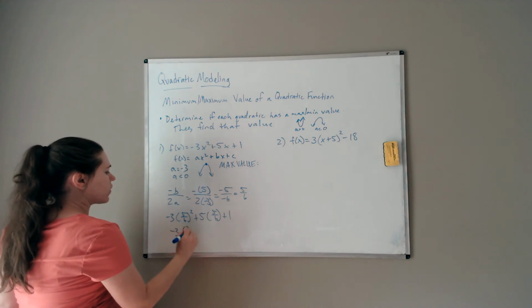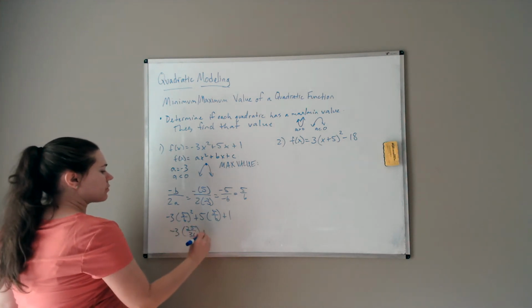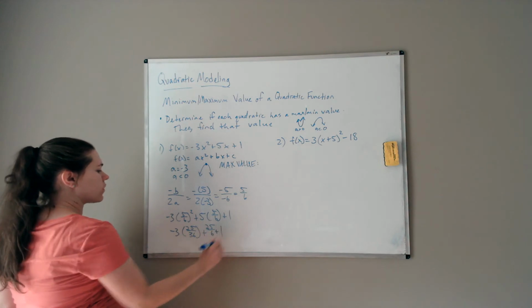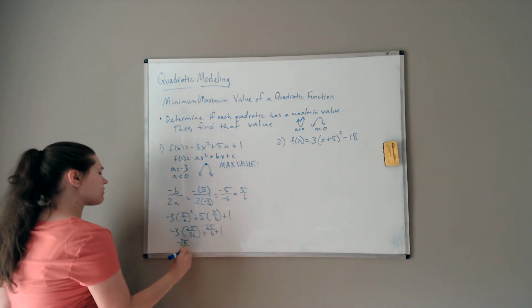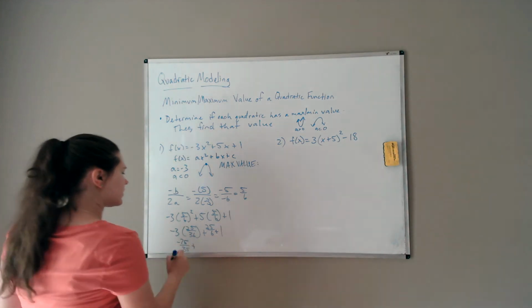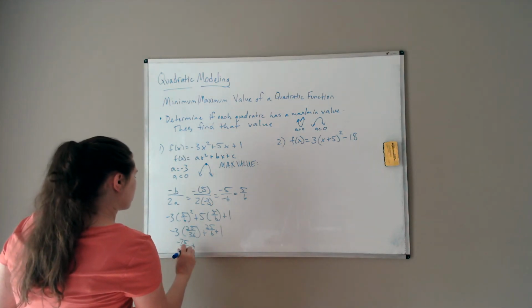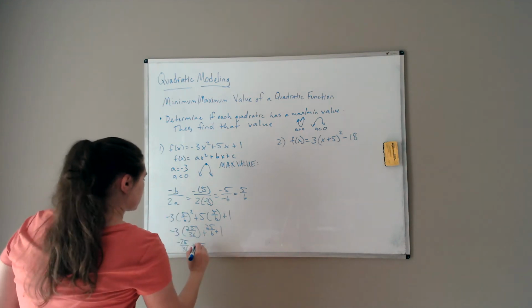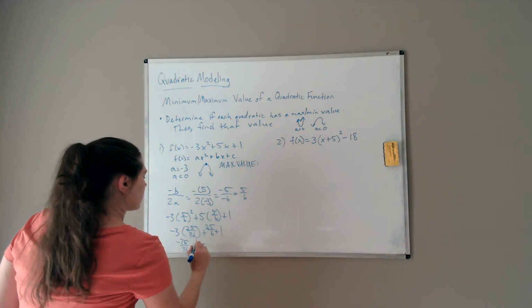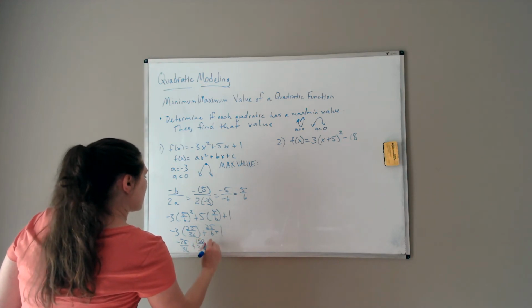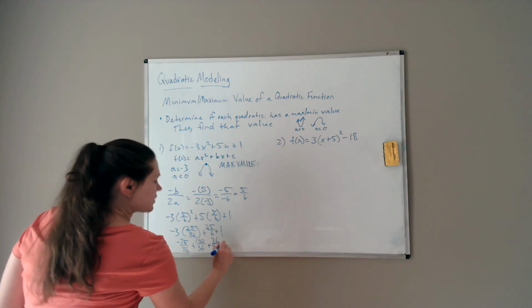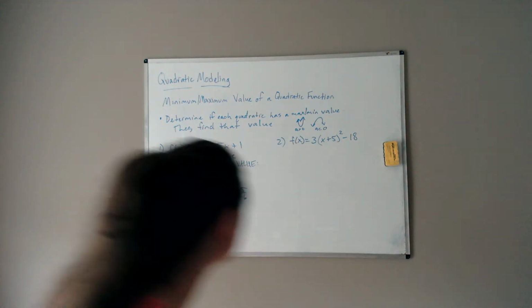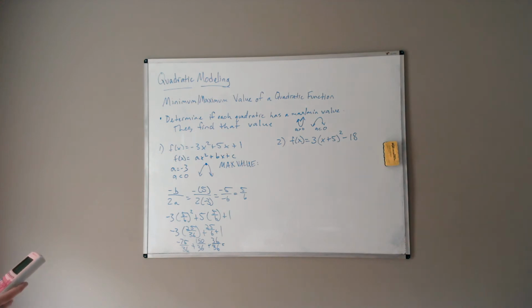5/6 squared gives us 25 over 36, plus 25 over 6, plus 1. It's going to give us negative 75 over 36 plus 36. Multiply 25 by 6, that is 150, plus 36 over 36. We get our calculator and find the value: negative 75 plus 150 plus 36 gives us 111.